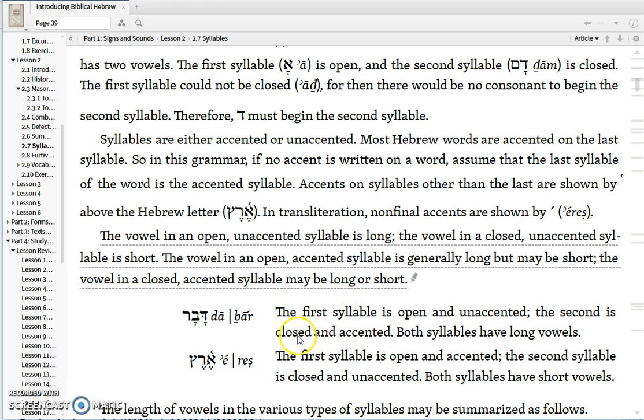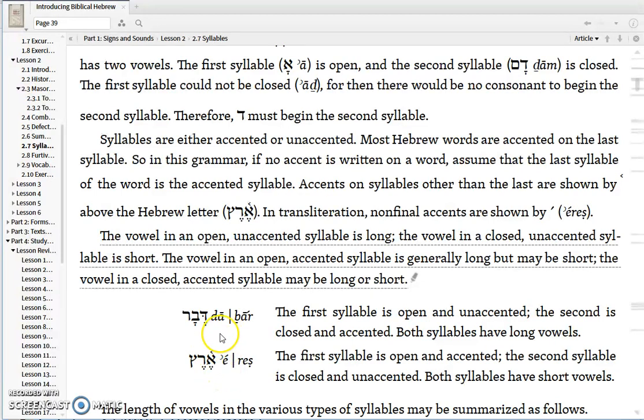That probably came across as gobbledygook, but perhaps the example that he gives you of two very common words in Hebrew, davar and eretz, will help. Davar is the word for word. Eretz is the word for earth or land. And notice that there's an accent that has receded in eretz.